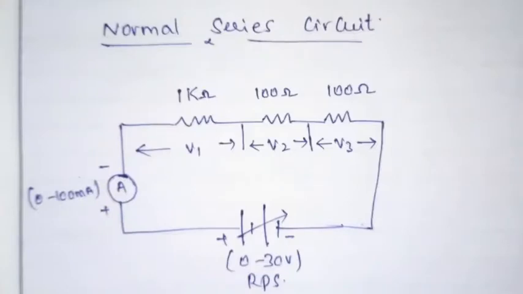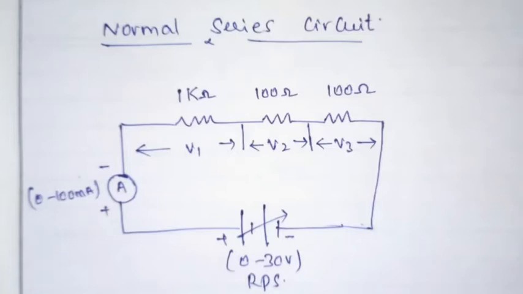In the last class we studied the series circuit and the parallel circuit. In today's class, let us see how to make the connection of a series circuit in a normal working condition, the series circuit with an open circuit, and the series circuit with a short circuit. Coming to the theoretical part, the first one is the normal series circuit. In that circuit diagram we have connected 1 kilo ohm, 100 ohm and one more 100 ohm in series.